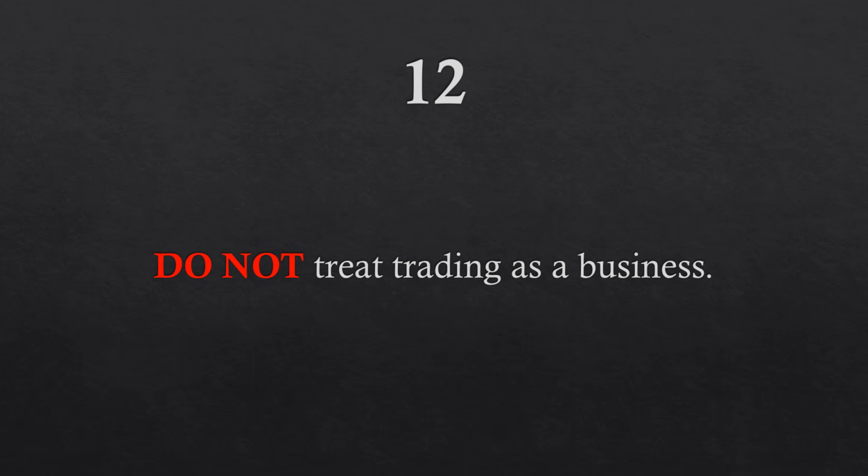Number 12. Do not treat trading as a business. You must understand the difference between earned income and capital gain. A business is a form of earned income, which makes money when value is provided to a customer in the form of a product or a service. Trading is a form of capital gain, which is a matter of having information at the right place at the right time. Even though the ultimate goal of these two forms is to make money, the way they work is completely different. That's it for this video.